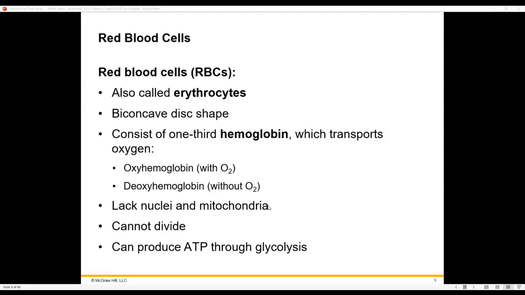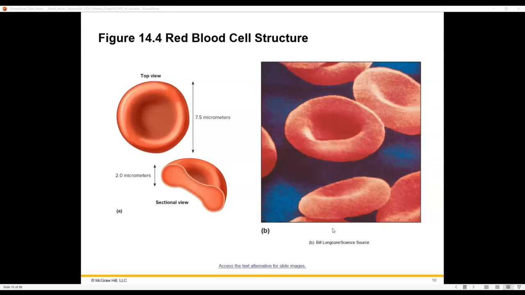Now, the red blood cells lack nuclei and mitochondria, and they cannot divide. They can produce ATP, though, through glycolysis. And that's what the red blood cell looks like, biconcave, as I said. A dimple on each side.